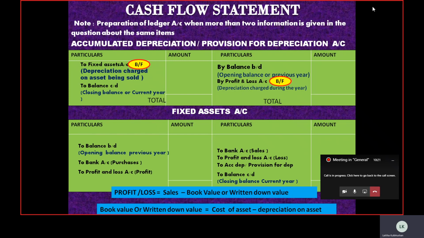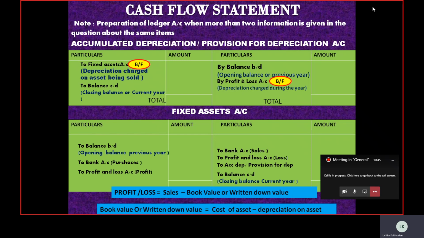Now, out of this information which is given to us in the fixed asset account, any one piece of information can be missing, or definitely you will find that any one of the pieces of information is missing, and you need to search and find out that particular information after balancing the ledger account. That's actually the main purpose of preparing the fixed asset account in the cash flow statement.